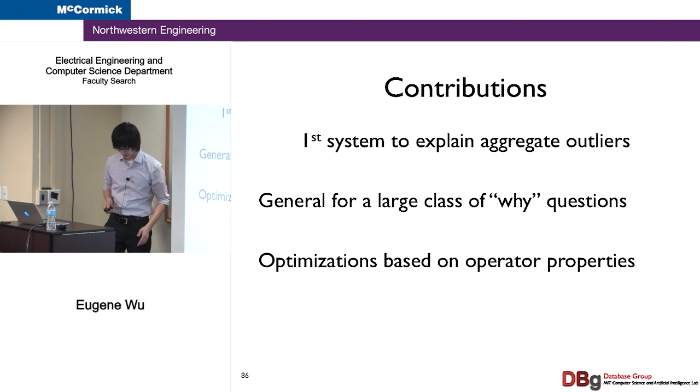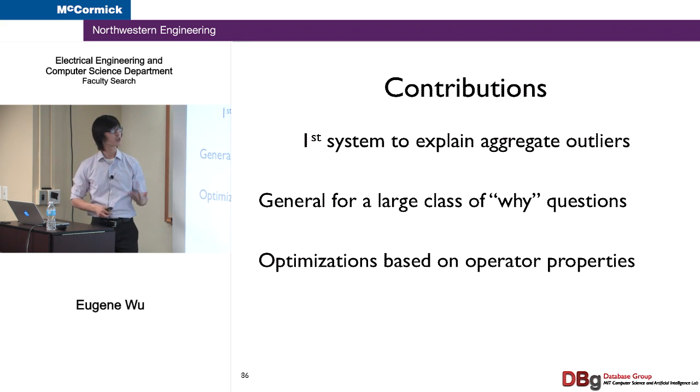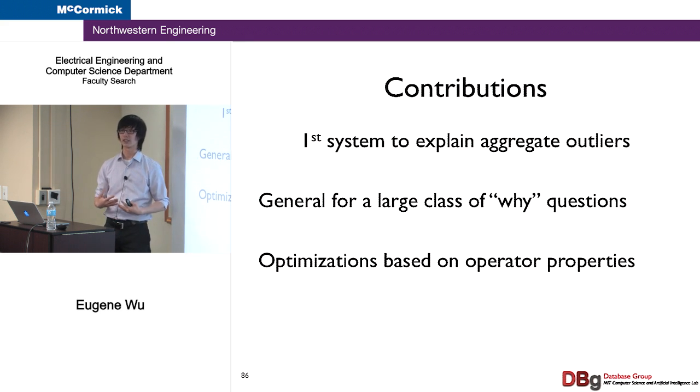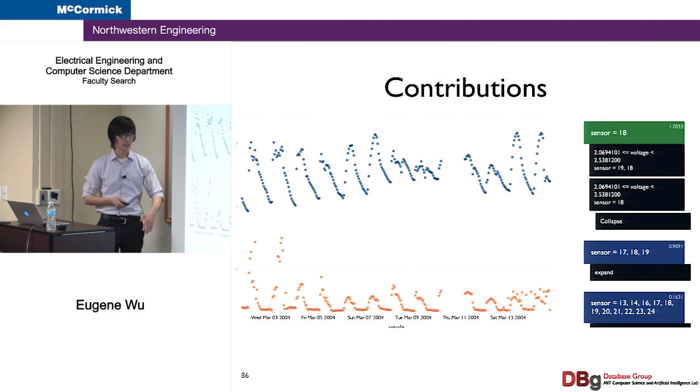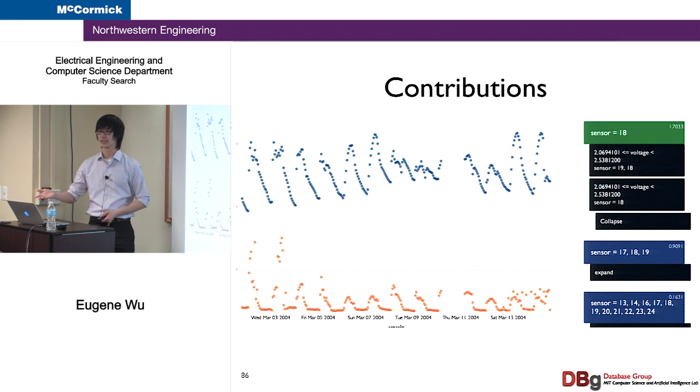The contributions in our work then is that we've developed one of the first systems to help explain outliers in aggregation query results. To do this, we've developed a general framework that works for a large class of why questions and aggregation operators. And we've developed optimizations that are based on operator properties rather than for specific use cases. And by using something like Scorpion, you can imagine making things like data cleaning easier, as well as cost analysis problems such as the lung cancer problem or Obama's expenditure problems.